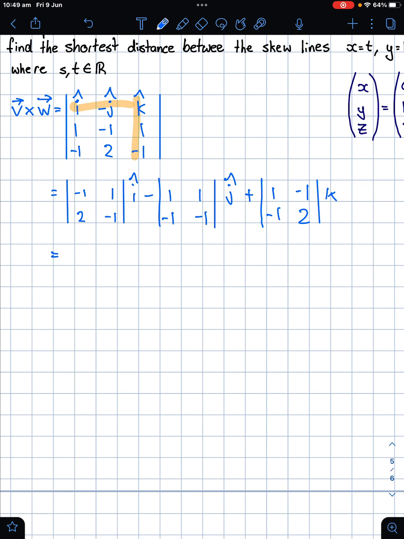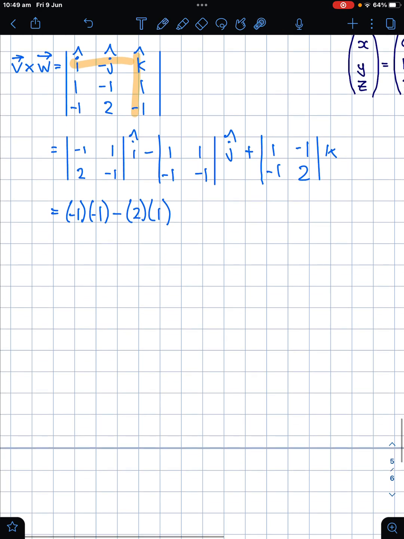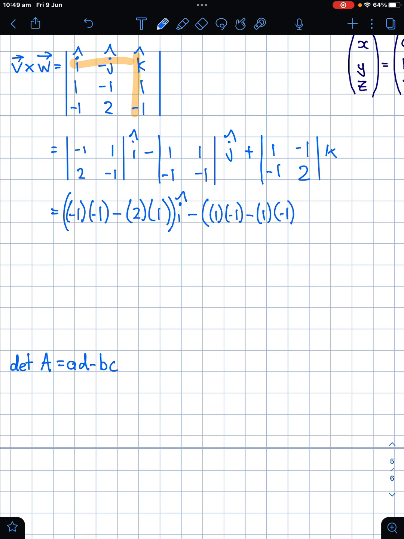So we've got here -1 times -1 minus 2 times 1. We've got to remember that we're looking at the determinant of these two things. The determinant of a matrix is AD minus BC, which is what we're doing. So these values here are going to be i. We're then going to have minus 1 times -1 minus 1 times -1, and this is going to be our j component.